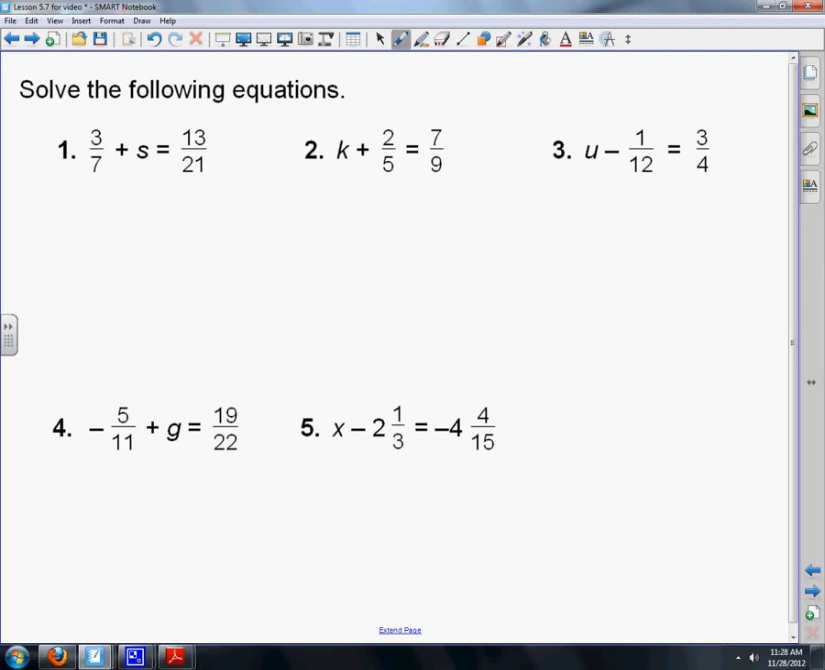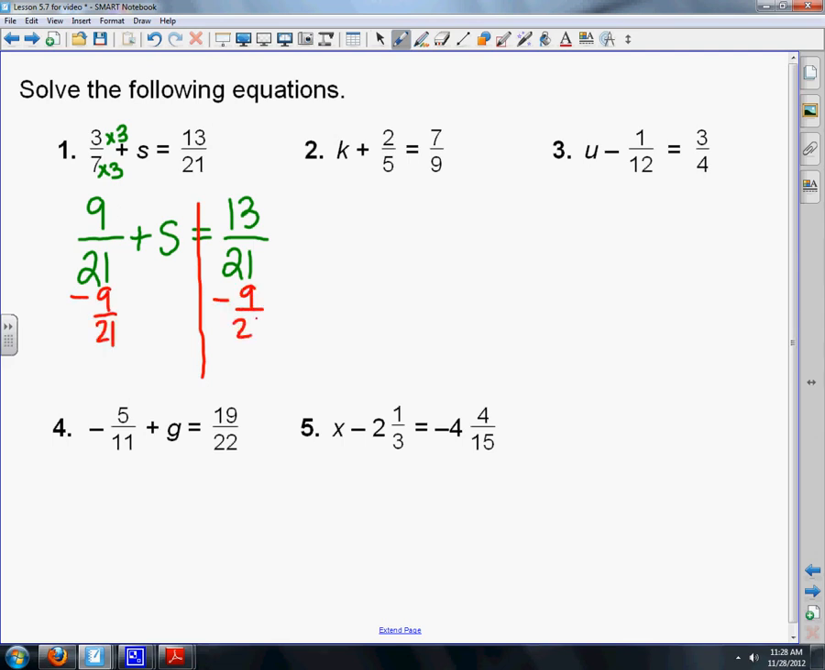Alright, so first I need to have a common denominator, so I'm going to multiply this by 3 and this by 3. So I'm going to get 9 over 21 plus s equals 13 over 21. And then I am going to minus 9/21 from both sides, 9 over 21. And then I see that s equals 13 minus 9 is 4 over 21.